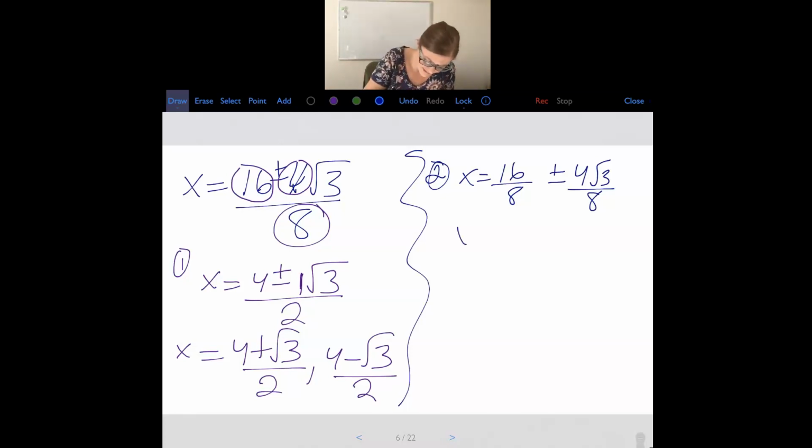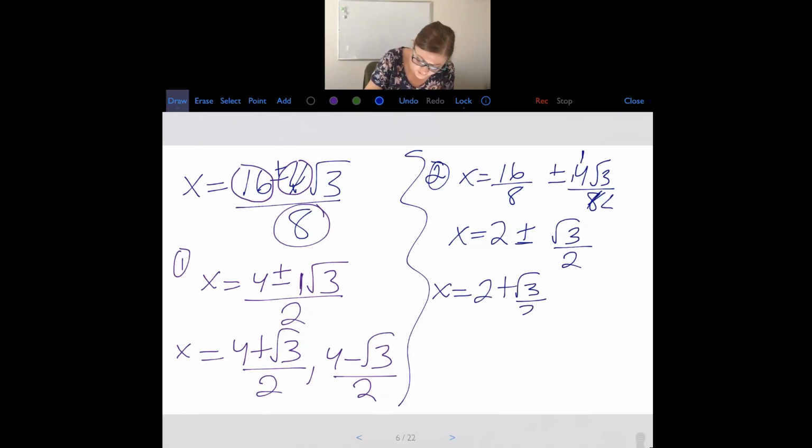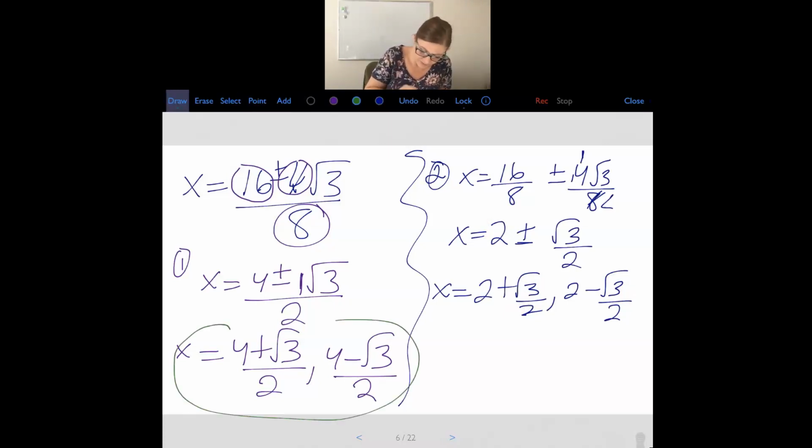So then this simplifies: x is equal to 2 plus or minus 4 over 2, which becomes 2, square root 3 over 2. So my two answers would be 2 plus square root of 3 over 2, and 2 minus square root of 3 over 2. Once you do it this way, just the square root of 3 is being divided by 2 because we simplified 16 divided by 8. Either answer will work. Both of these are considered to be simplified.